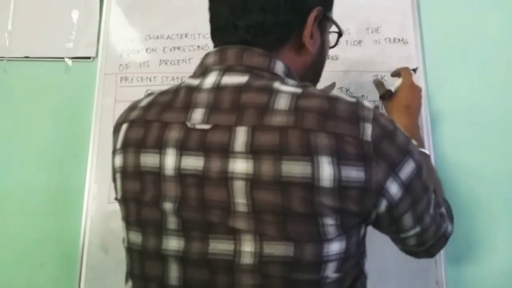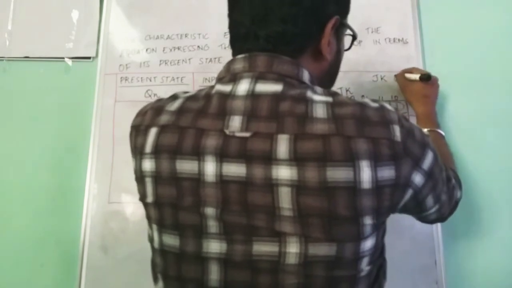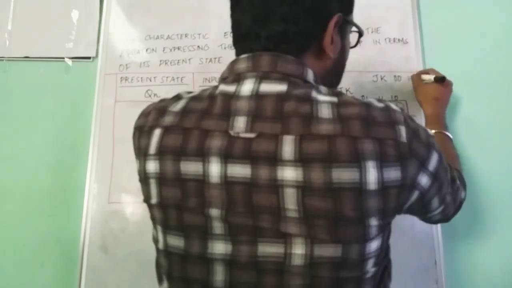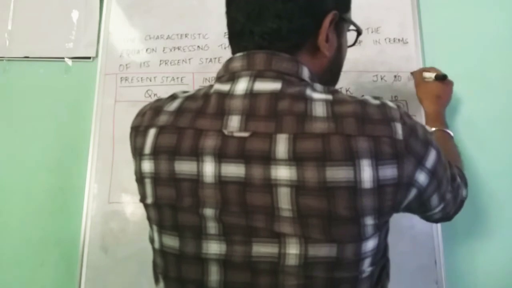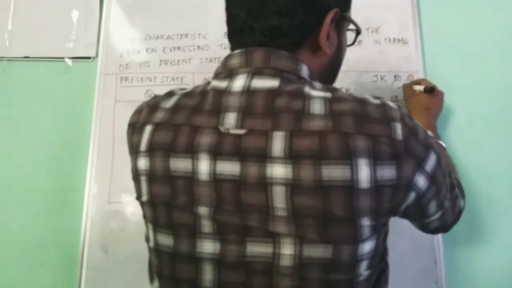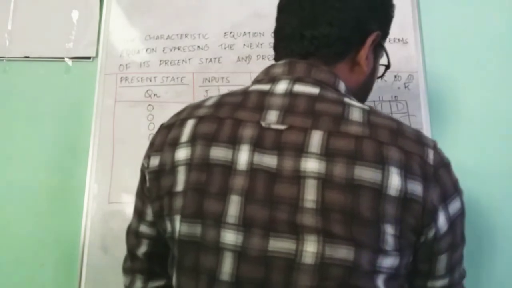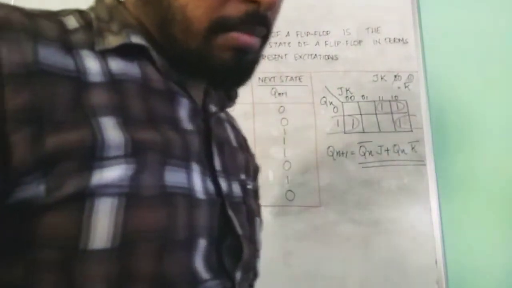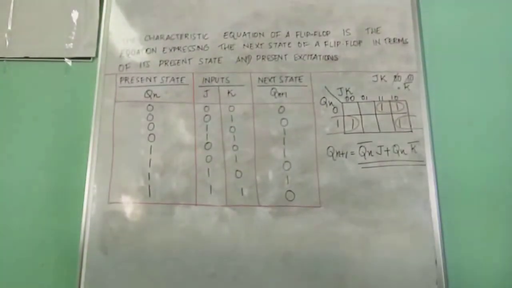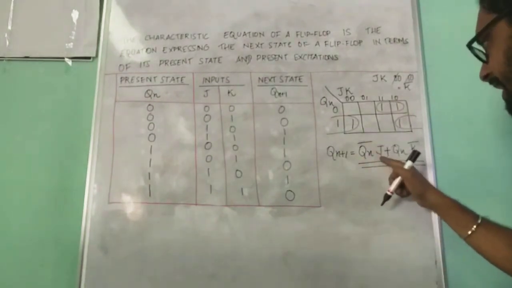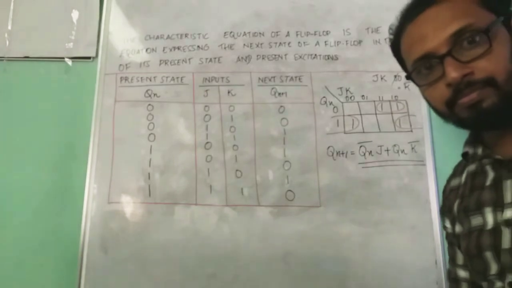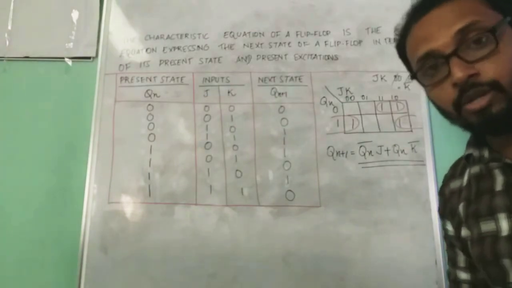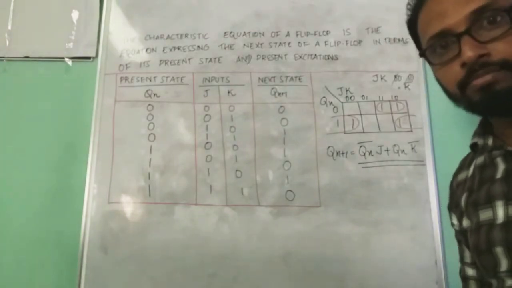And projecting it upwards means we have these cases: 0 0 and 1 0. What are the opposite values? This gets cancelled, and we have a K bar. So this is the answer: Qn bar J plus Qn K bar. This is the characteristic equation of JK flip flop. Let's go through.